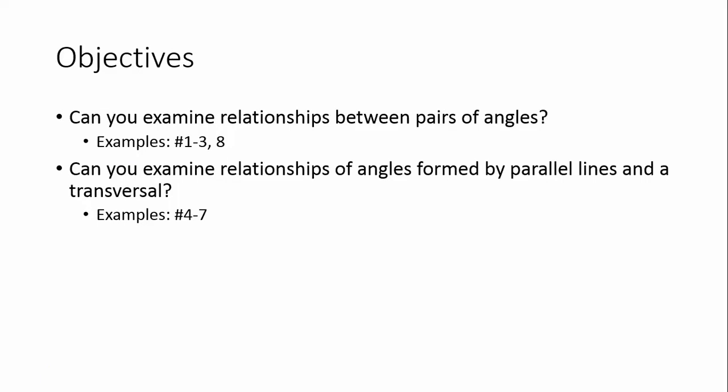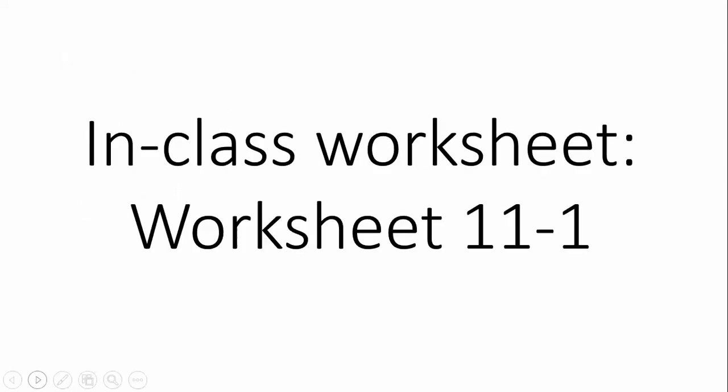So we examined relationships between pairs of angles in examples 1, 2, 3, and 8. And we examined relationships of angles formed by parallel lines and a transversal in examples 4, 5, 6, and 7. We will work on worksheet 11.1 in class.